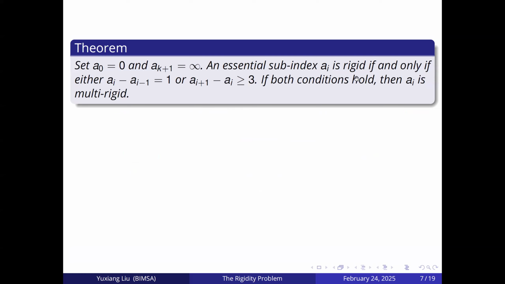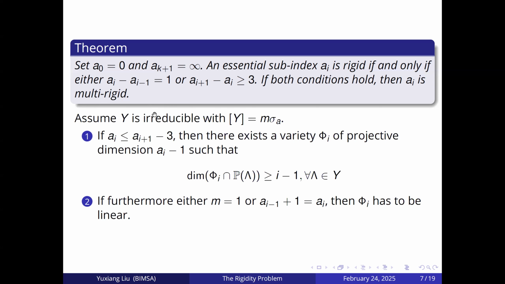The next result classifies the rigid and multi-rigid subindices of Grassmannians. A subindex is rigid if and only if one of these two conditions holds. And if both conditions hold, then a_i is also multi-rigid. Clearly, multi-rigidity is a stronger version than rigidity. For the proof, we take a representative Y, which is an irreducible subvariety whose class is given by a multiple of sigma_A.